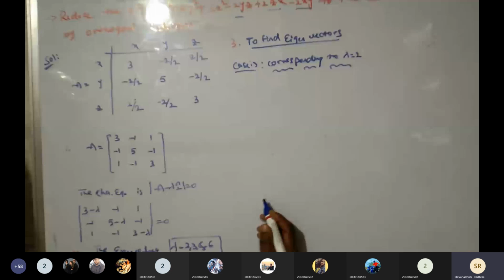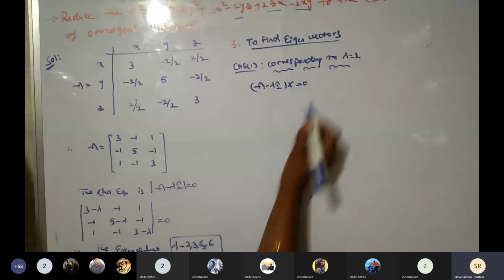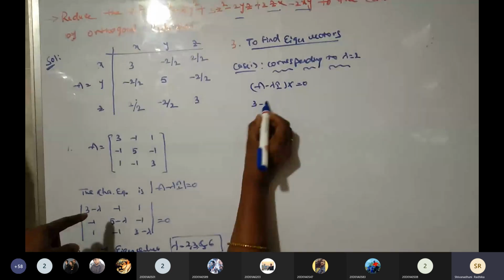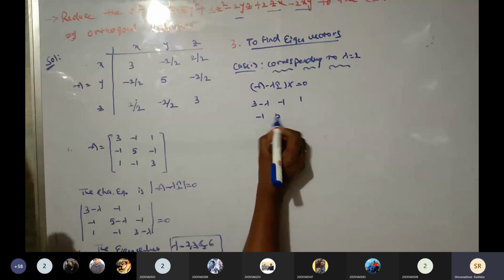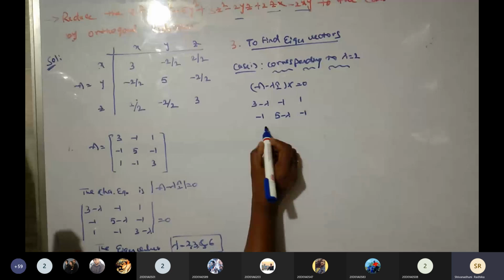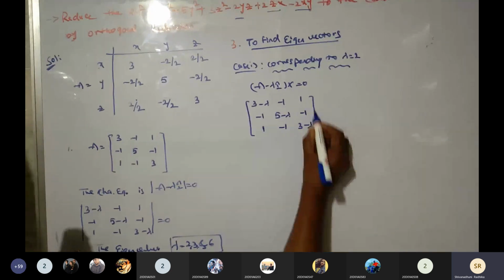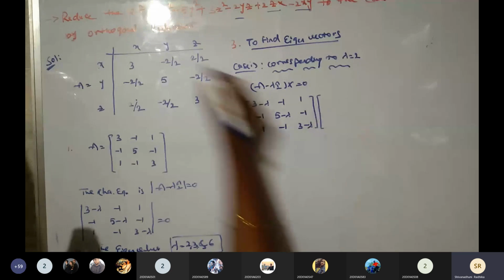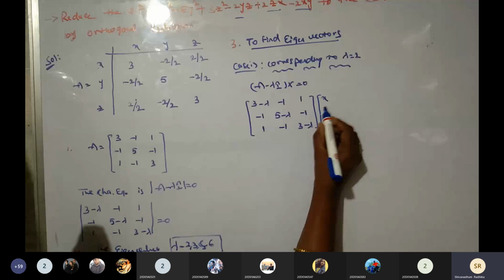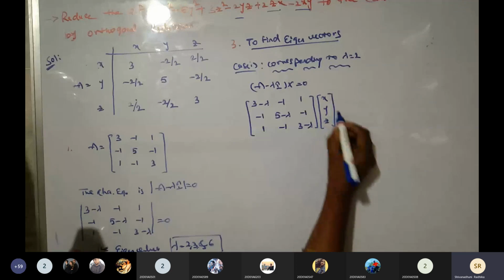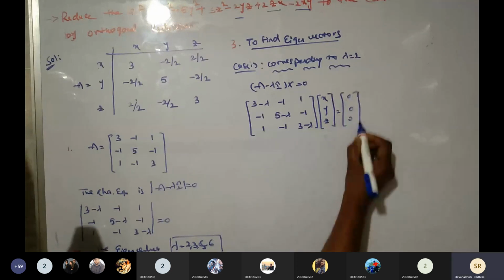Then the characteristic equation is A minus lambda I in matrix notation, equals 0. See, I am going to write here 3 minus lambda, minus 1, 1; minus 1, 5 minus lambda, minus 1; 1, minus 1, 3 minus lambda, into the variable matrix. Already we know that in the quadratic form x, y, z are involved. So that equals zeros. Is it clear, all of you? Okay.